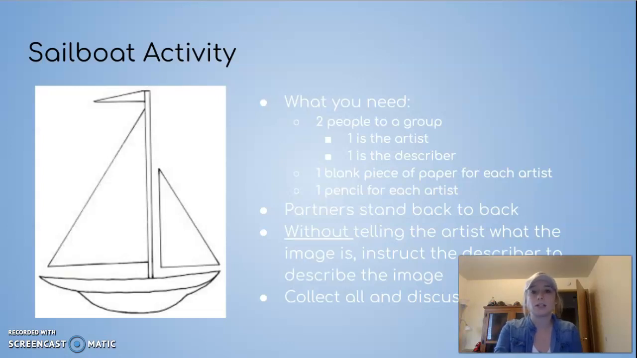So what you're going to need is 2 people to a group. One's going to be the artist, one's going to be the describer. 1 blank piece of paper goes to each artist, and 1 pencil goes to each artist. The students are going to stand back to back.